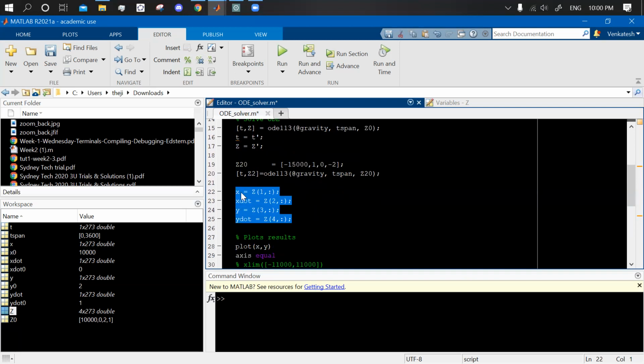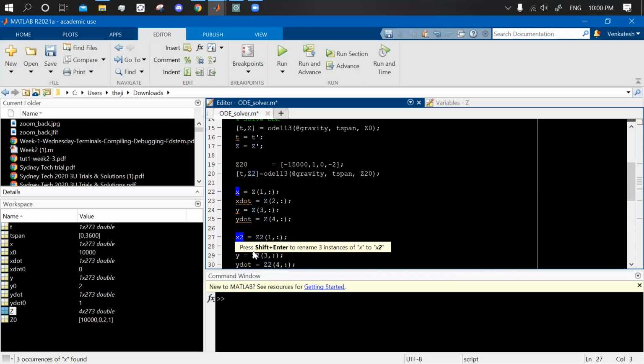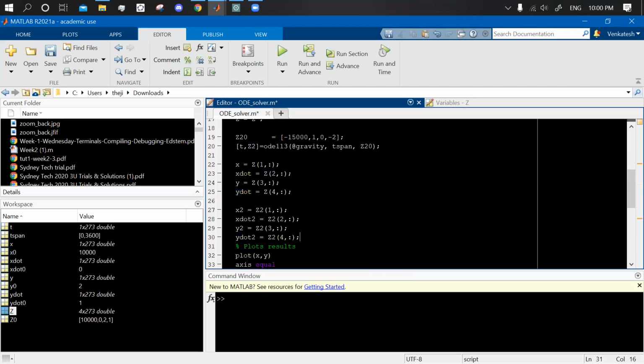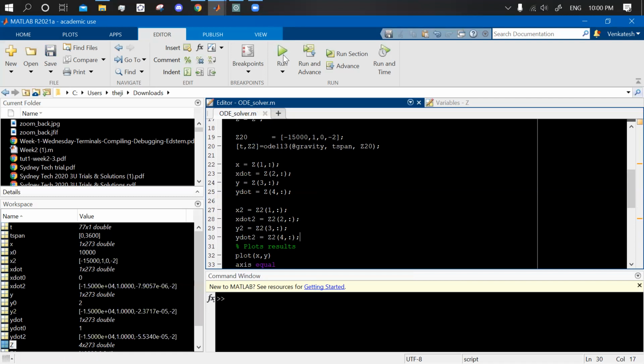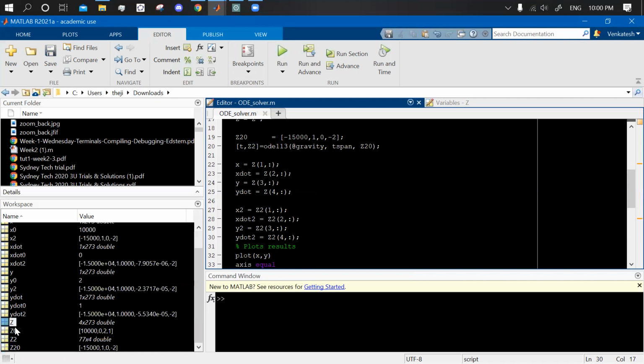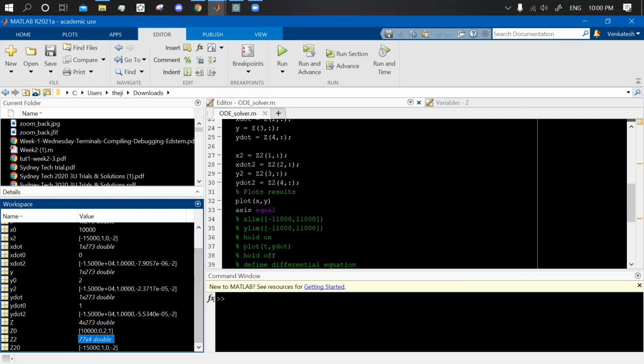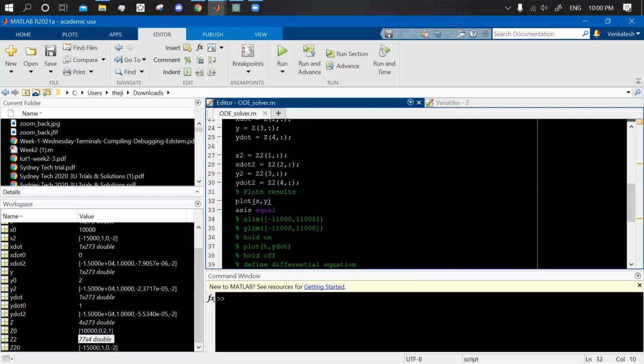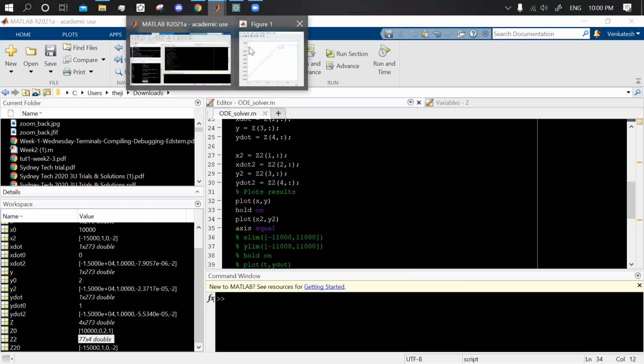Now I can unpack the second satellite. That's Z2, Z2, Z2, Z2, and this is X2, Y dot 2. All of that basically. Then I can run this and it works exactly the same way. Now I have a Z2 and a separate simulation that just ran. I plotted X and Y, so I can hold on and plot X2, Y2, and then you can see both satellites running at once.